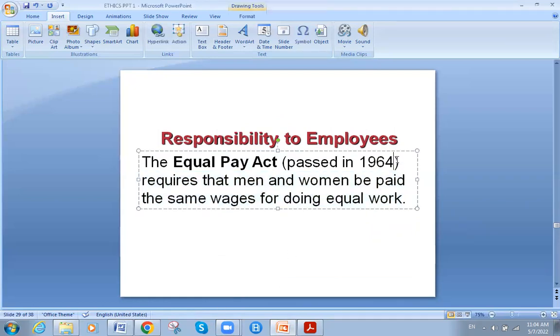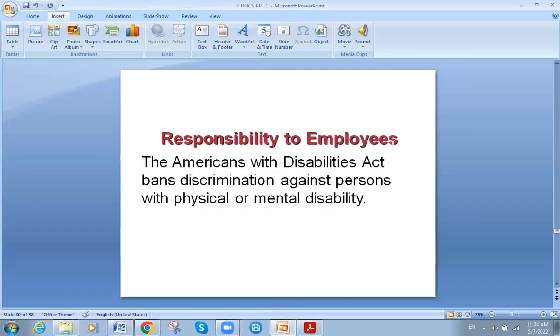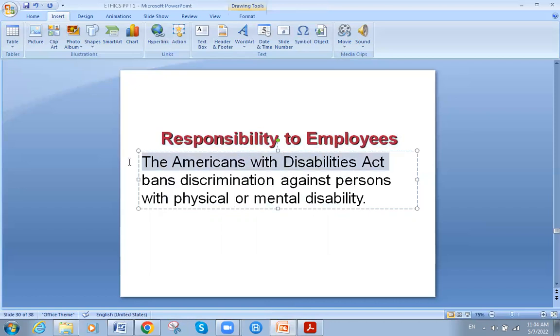It was there in the United States in 1964, and in Canada here as well from a long time ago. Responsibilities to employees, the Americans with Disabilities Act. This is an example, but what happened in America happened elsewhere in the world.